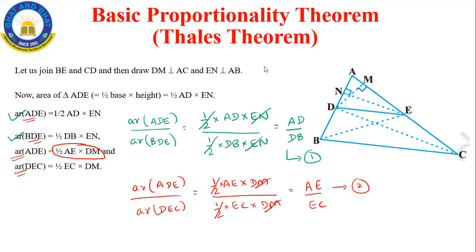Okay, fine. So till here, is it clear? Two steps. First, what did we do? We took area of ADE divided by area of BDE. Then again we took area of ADE divided by area of DEC. So we utilized that and found out two ratios.